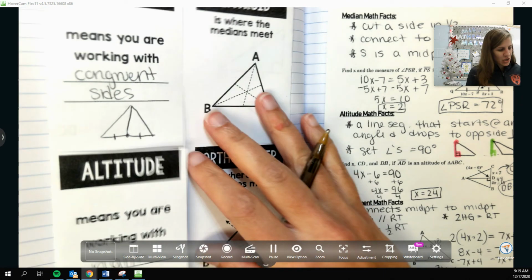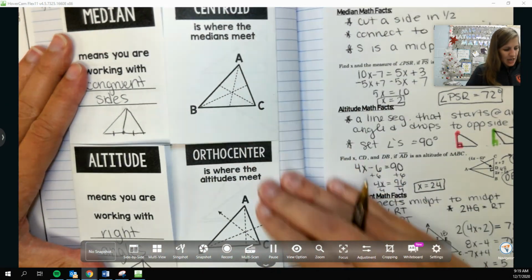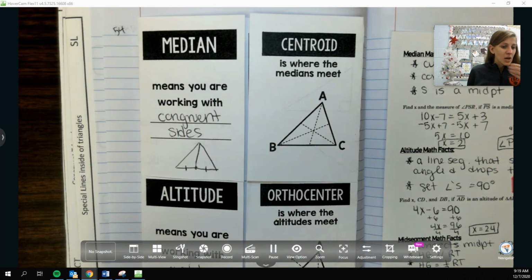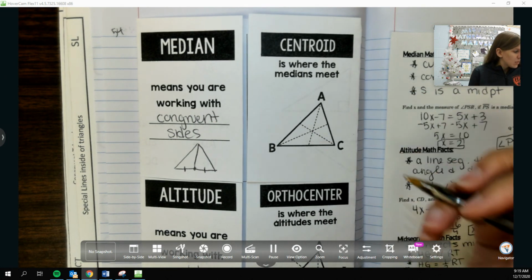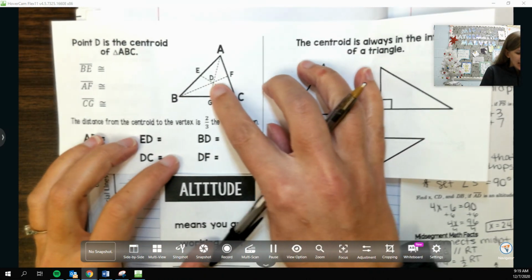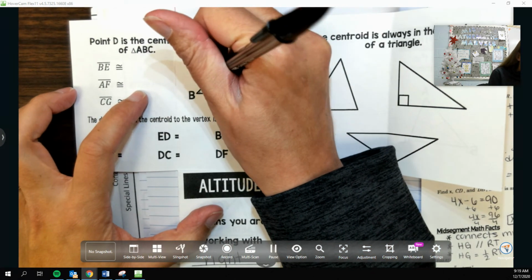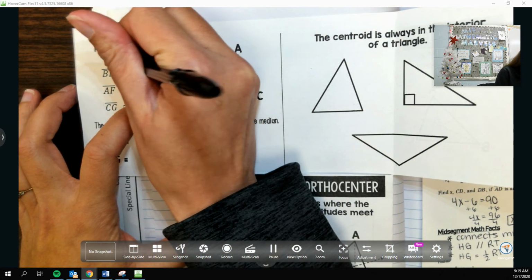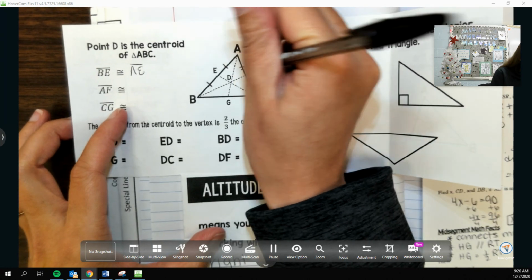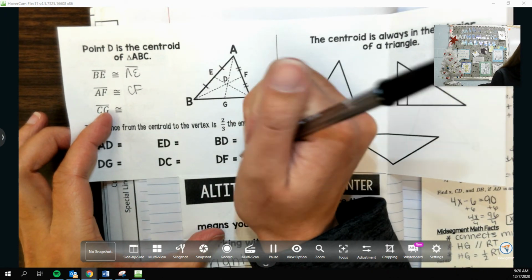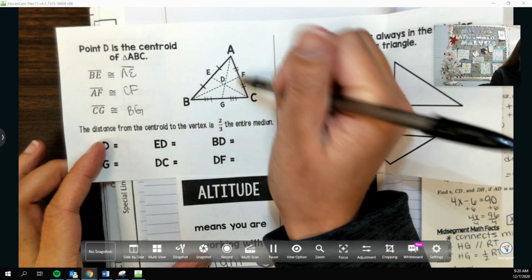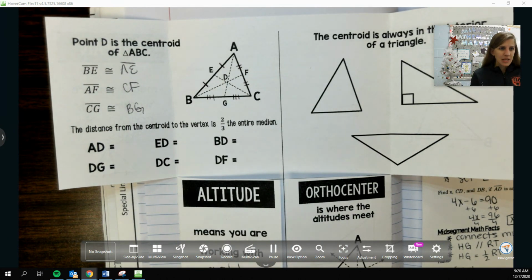Next we have on page 54, our centroid and our orthocenter. So the centroid is where the medians meet. So when I draw all the medians of a triangle, they meet at what we call the centroid. And so if we take a look inside here, point D is our centroid. And that's again because BE and AE are congruent, because when I'm drawing a median, I'm drawing from a midpoint to the angle opposite. AF would have to be congruent to CF, again, because we got medians. And then CG would have to be congruent to BG, because all of these points outside are midpoints that I connect to the angle opposite.